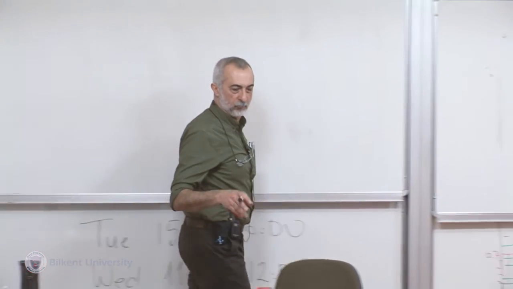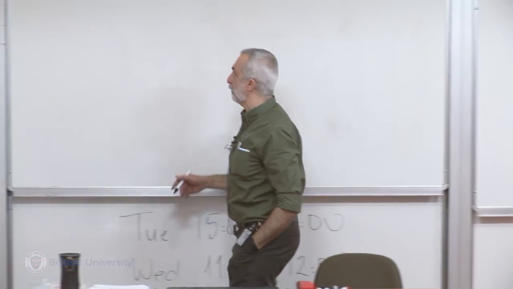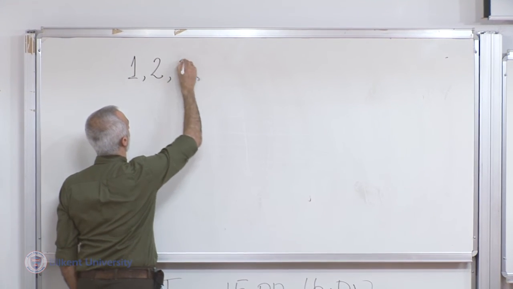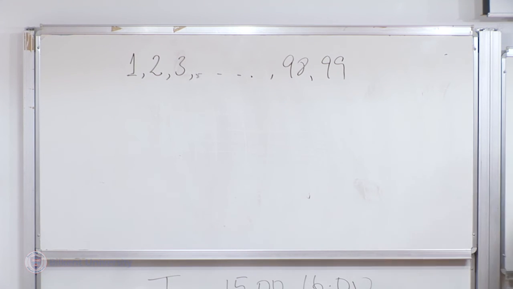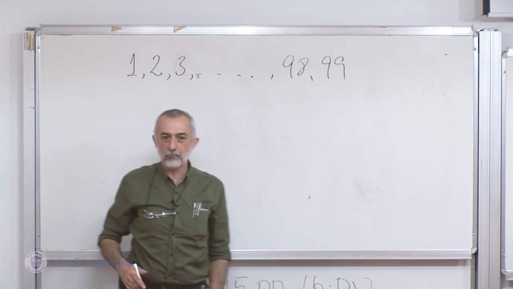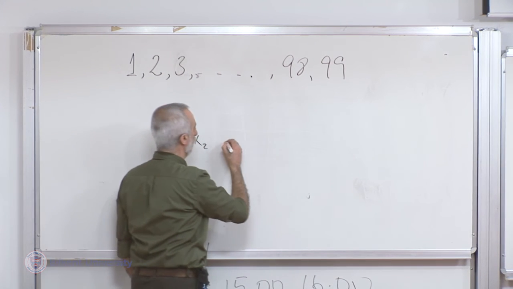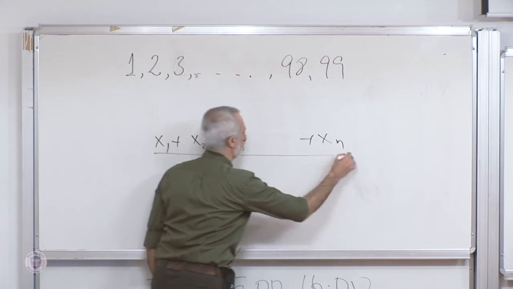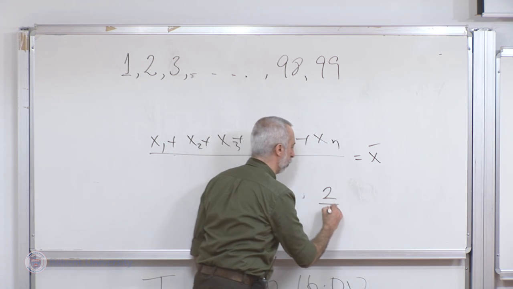First of all, write your name and ID number on the paper. Then choose an integer between 1 and 99 inclusive. I'm going to collect your papers. Player 1 wrote x1, player 2 wrote x2, player 3 wrote x3, player n wrote xn. We're going to find the average of these numbers, let's call it x bar, and take 2/3 of the average.